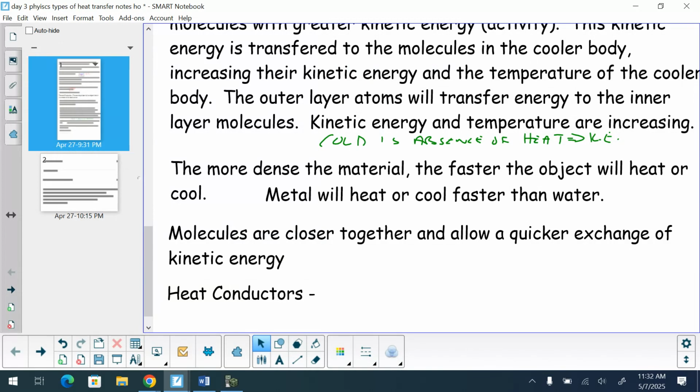The reason why, it's only going to take a couple minutes for that spoon to heat up to 212 degrees, 100 degrees Celsius. The spoon will heat faster than the water that's boiling. Why? Because the molecules are close together and it will transfer heat a lot quicker.